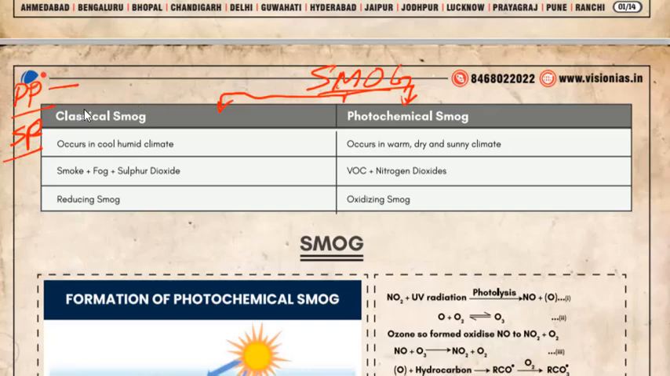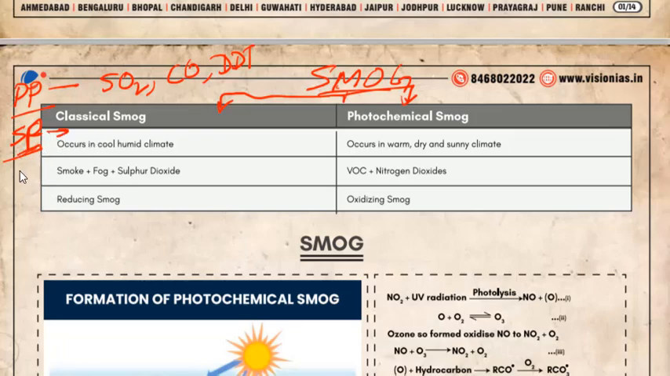These persist in the form in which they are added to the environment. Like if you are releasing sulfur dioxide, or carbon monoxide or DDT, these are examples of primary pollutants. Even plastics are also a primary pollutant, because they persist in the form in which they are added to the environment. They are not going to change their form. Okay, well, what is the secondary pollutant then?